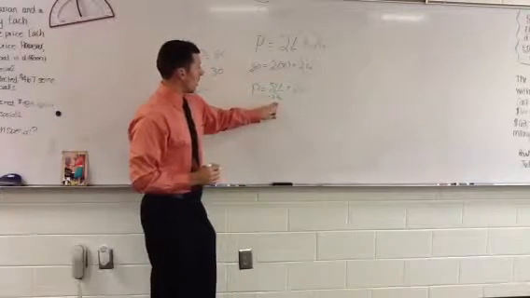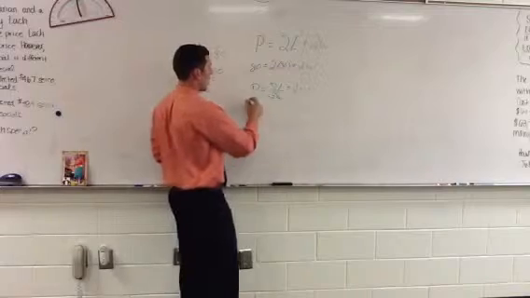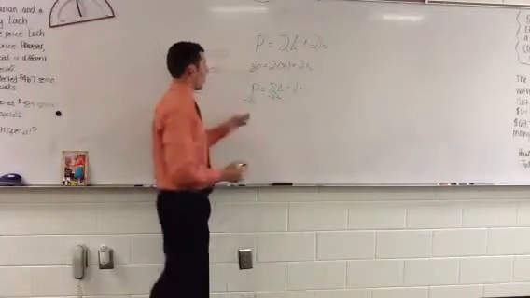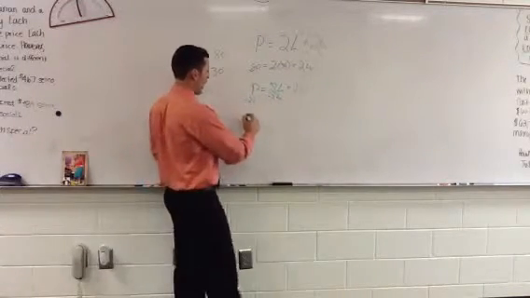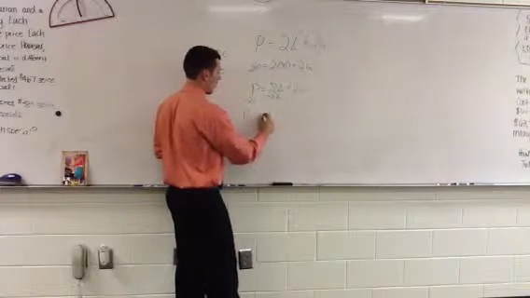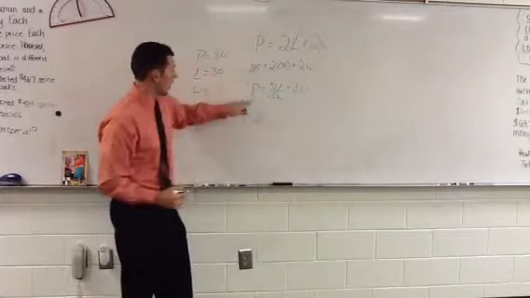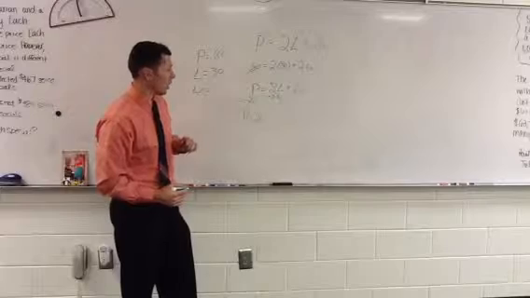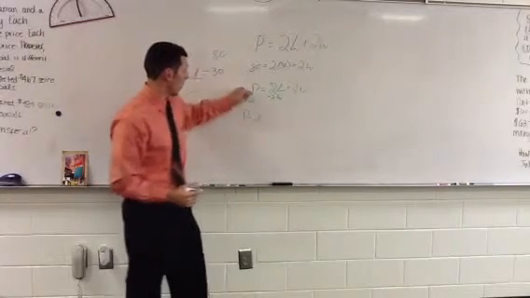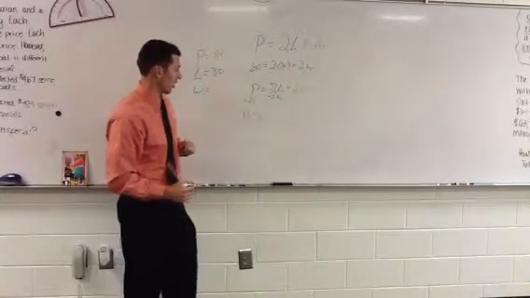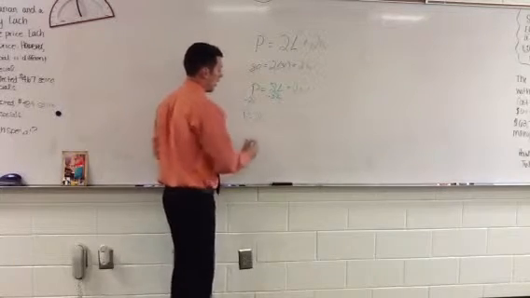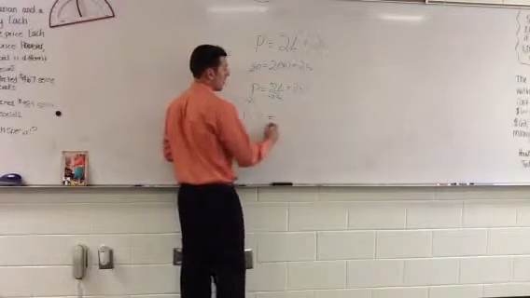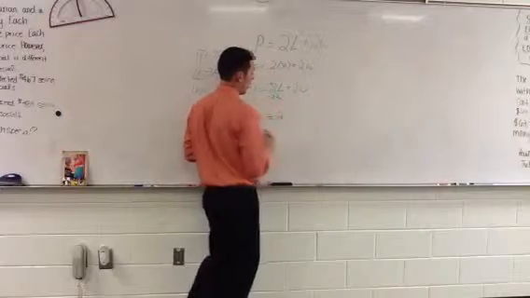Whatever I do to one side of the equation, I need to do to the other, so I need to go p minus 2l, which I can't actually do, so I have to write it p minus 2l. P's and l's are not like terms, because this was talking about the perimeter and this was talking about the length of the side, so they cannot go together. And that is equal to 2w.